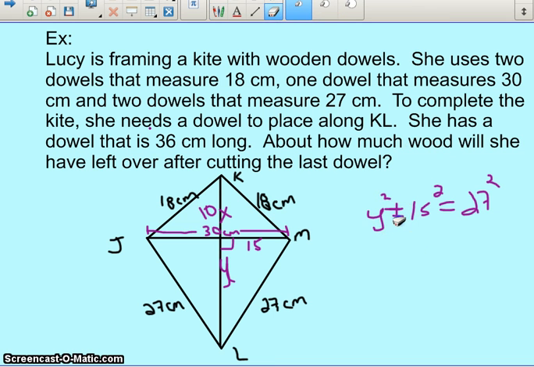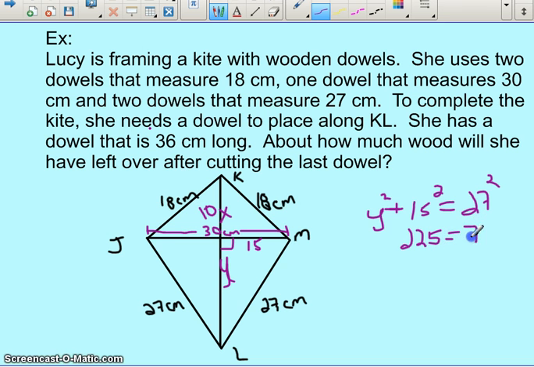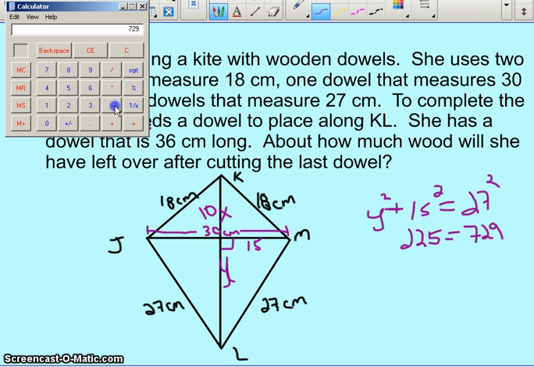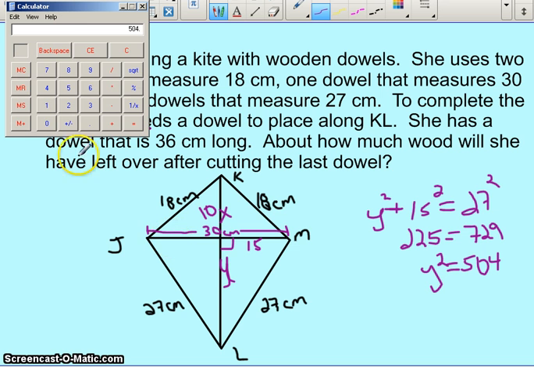So let's go ahead and do some multiplying again. I know that that's 225 from the last problem I just worked. And then we're going to have to punch out 27 times 27 here. That looks like 729. So I'm going to have to minus the 225, and that's going to be 504 for what y squared will equal. So I'm going to have to take the square root of that, which is about 22.5.